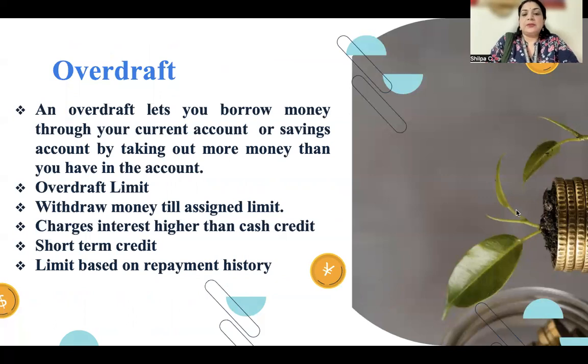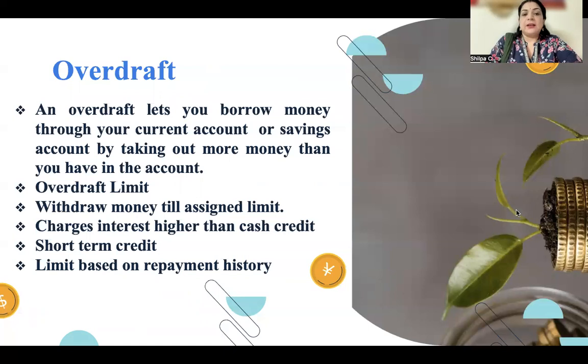Say you have a balance of 50,000, but through this overdraft, the banker will allow the customer to withdraw more than 50,000. Probably the overdraft facility provided to the customer would be around 5,000. So instead of withdrawing 50,000, he can now withdraw up to 55,000. Then there is an overdraft limit, which will be decided by the banker. Withdrawal of money till the assigned limit only is possible over here.